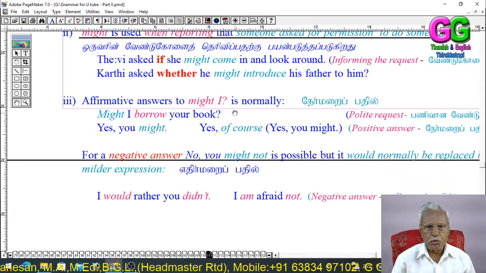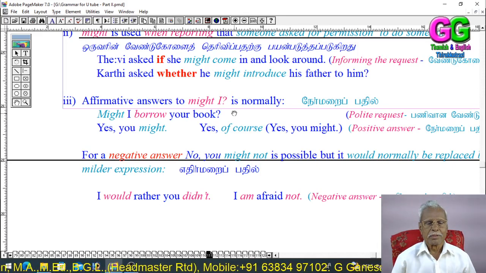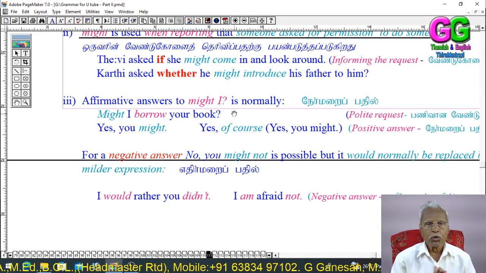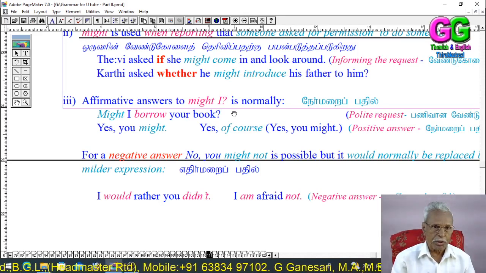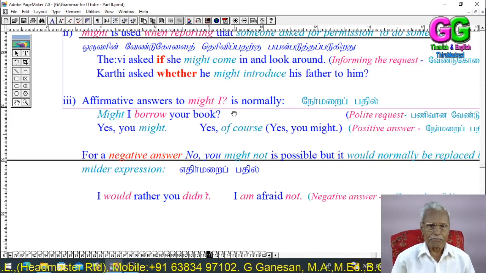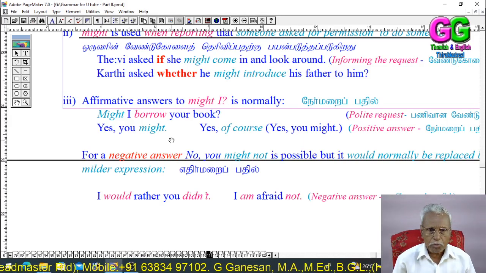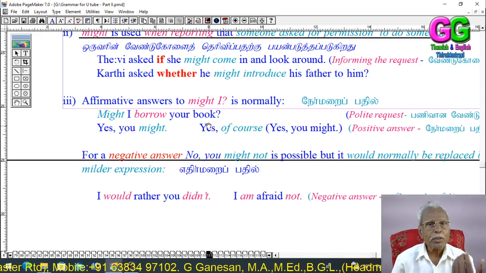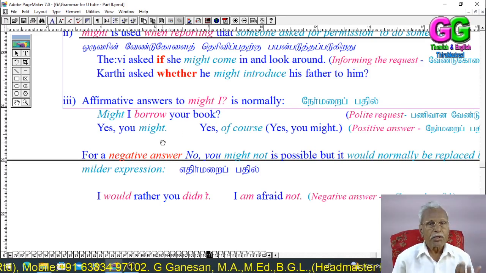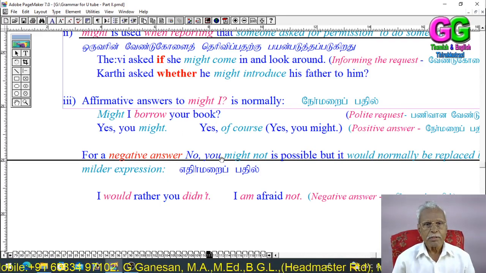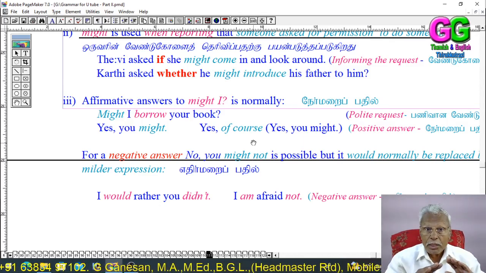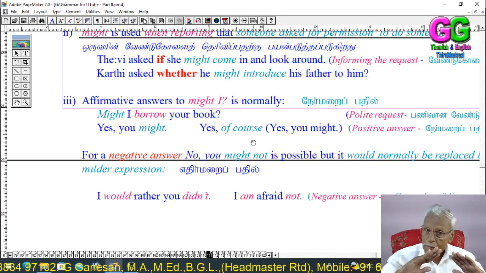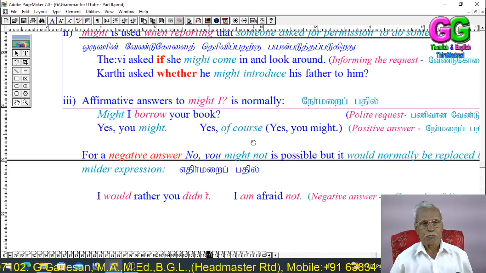Then, third use, under permission: affirmative answers to might I. That is the positive answer to the request. Might I borrow your book? This is the polite request. Yes, you might. Yes, of course. It is the polite positive answer.